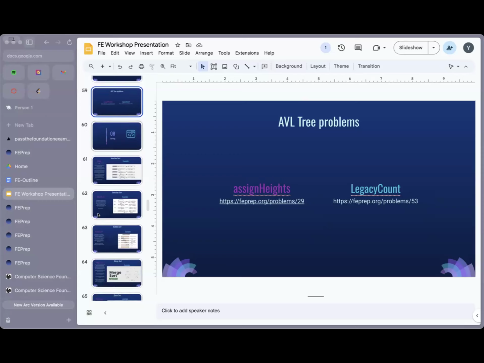Will AVL trees always be tracing? Not always. Honestly, I haven't seen a coding AVL tree yet.